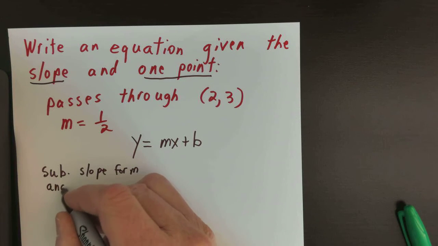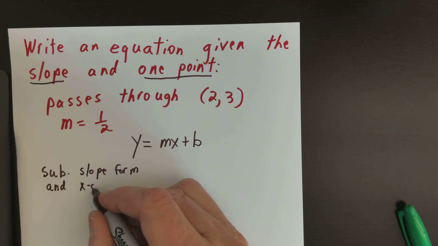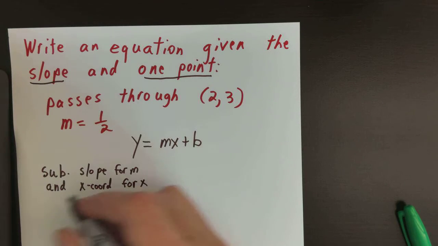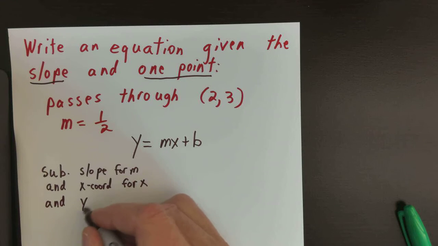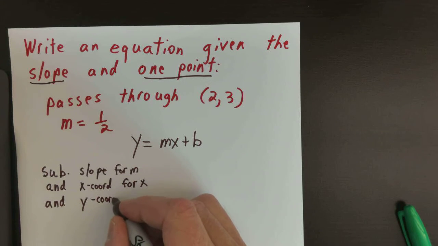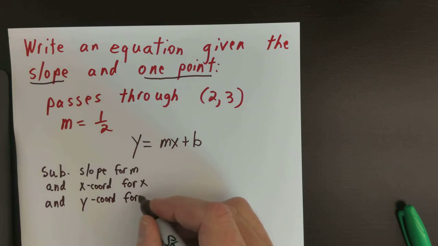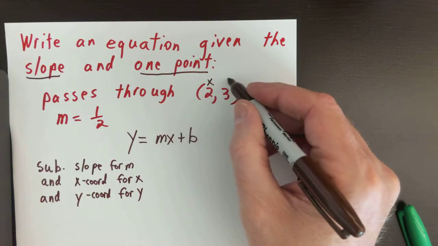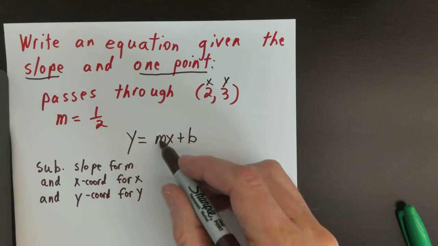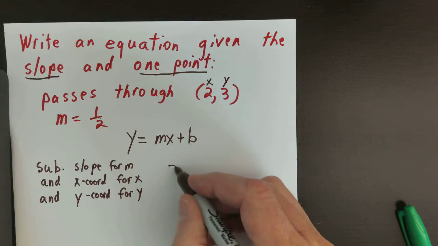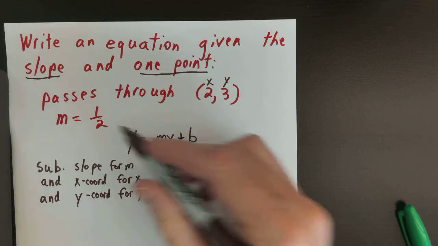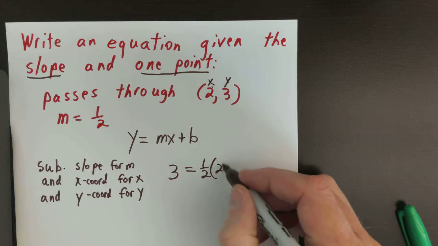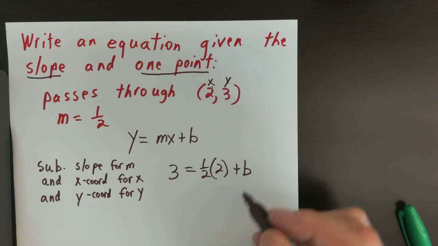and the x coordinate that we have for x and the y coordinate for y. That's what I'm going to do next. Well, this is the x coordinate, this is the y coordinate, this is m, that's the value there. So the y is 3, the m is 1/2, the x is 2, and then you have your plus b.